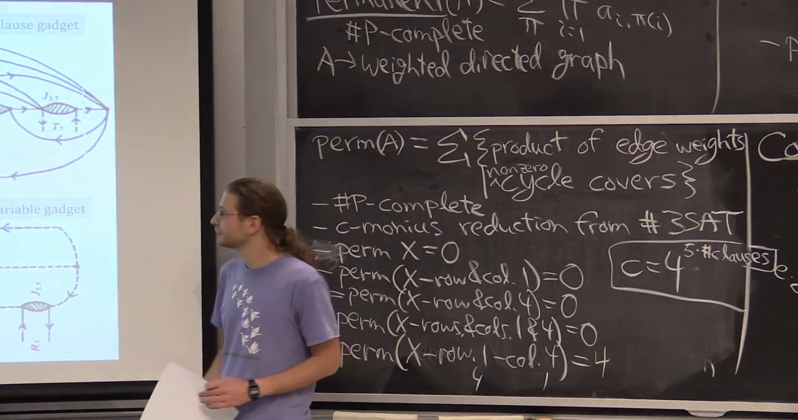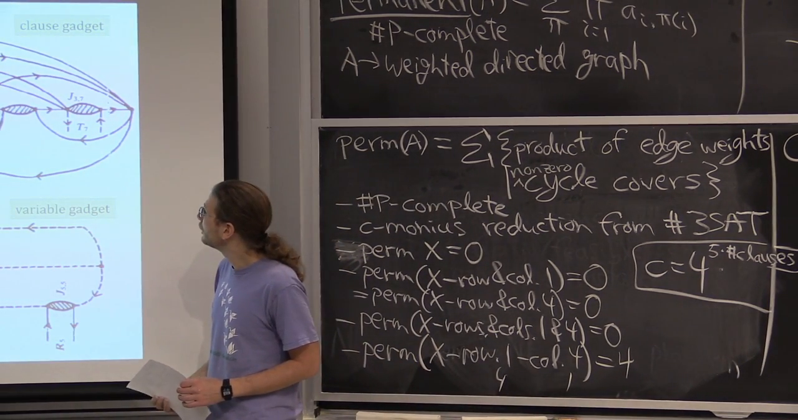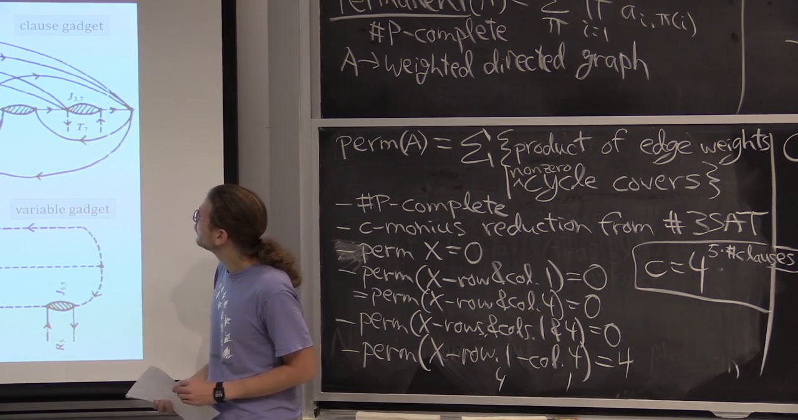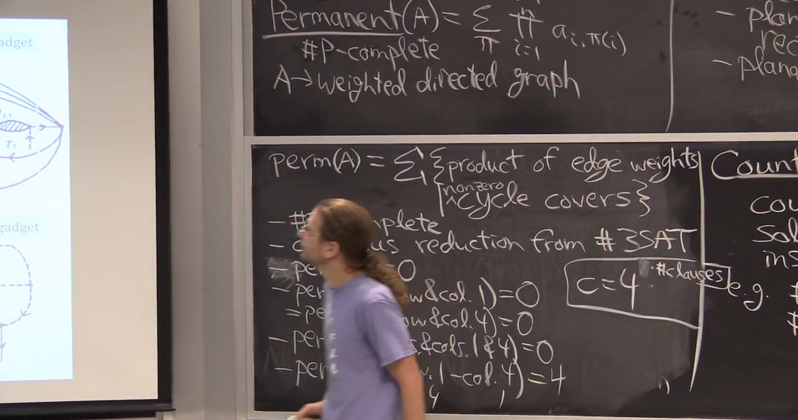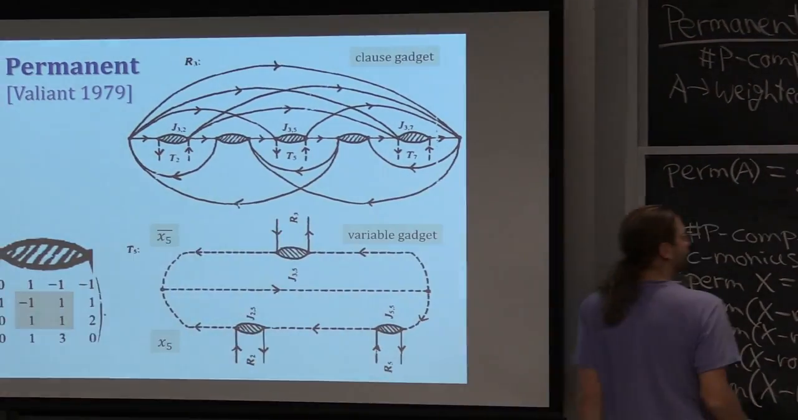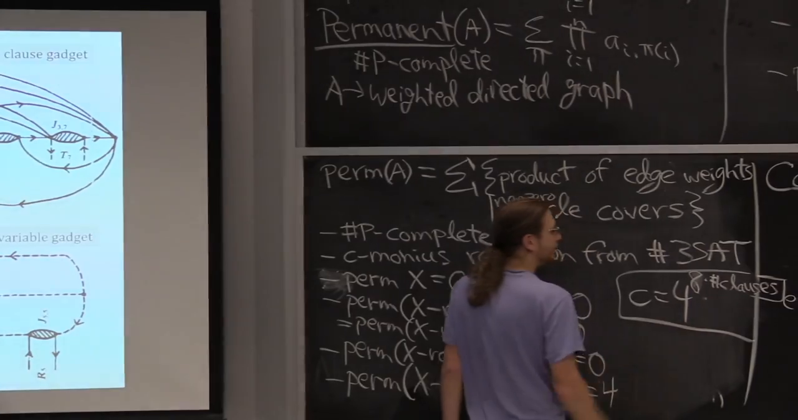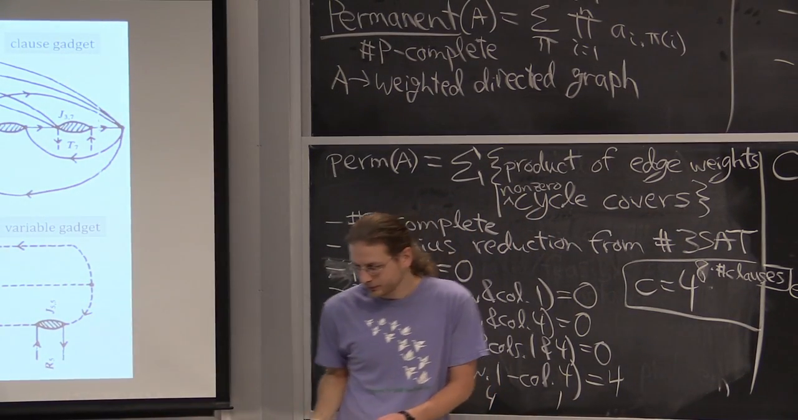10 times, because you've got it on the variable side, too? Yes, 10 times. Thank you. Two of those don't actually connect to variables. Two of them do not connect to variables. Yep, 8. 8 times the number of clauses. Cool.